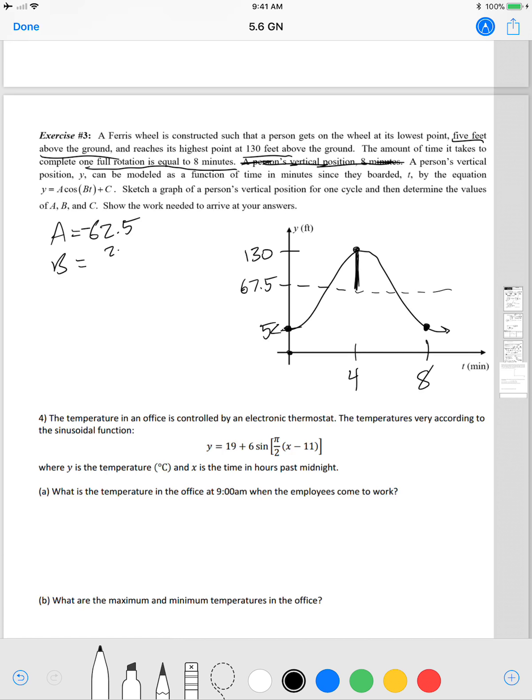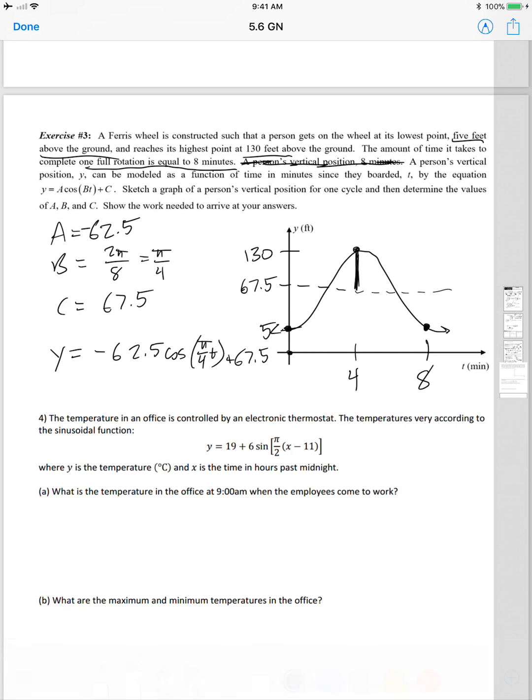B is 2 pi over the period. The period is 8, so that simplifies to pi over 4. And then C, I shifted the midline up 67.5 feet. So my function is y equals negative 62.5 cosine of pi over 4t plus 67.5. Not too bad if we stop and think about it. We're just working backwards. We're taking a situation and information and writing a graph, writing a function for the graph.